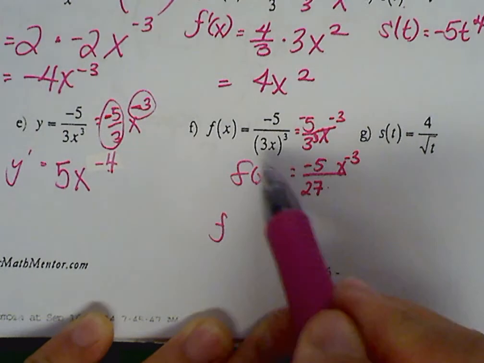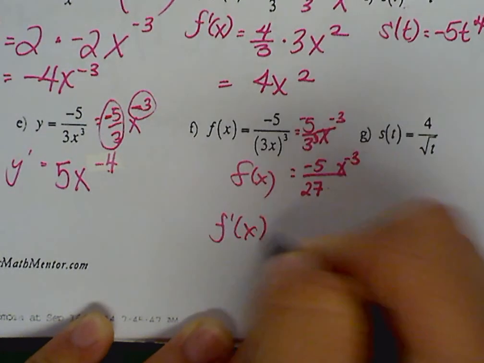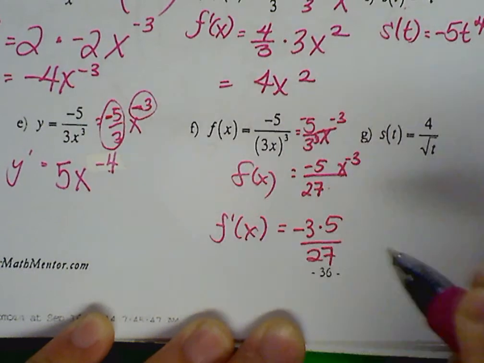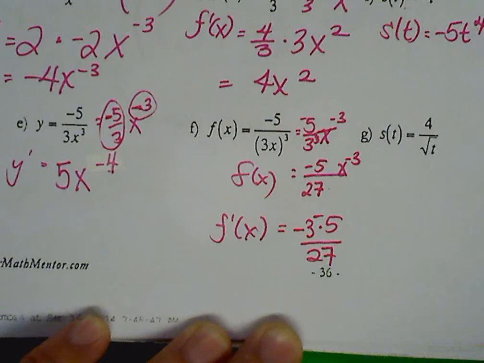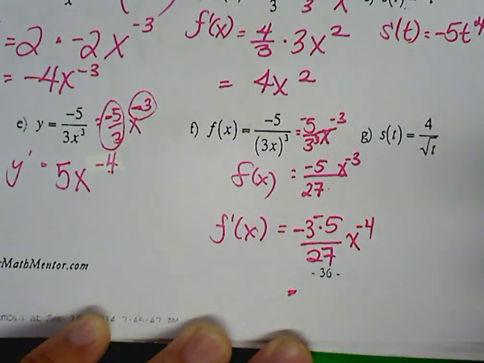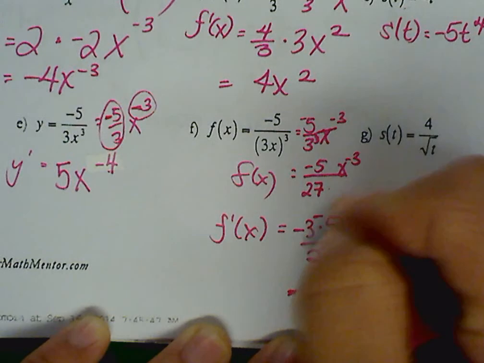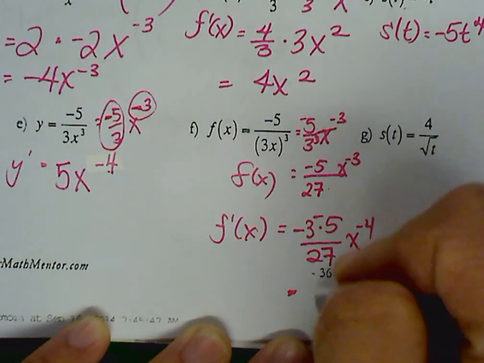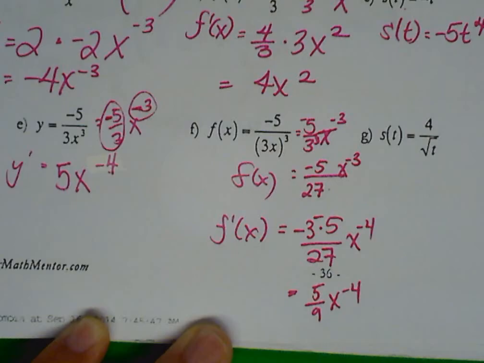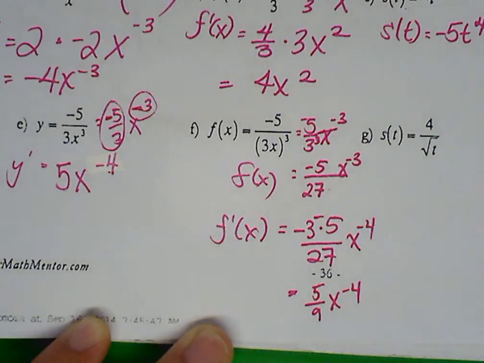So f prime of x is going to be negative 3 times negative 5 over 27 times x to the negative 4th, which would give you positive 15 over 27, which is 5 over 9, like that, right? Is the minus 4 the power of that? Yeah, yeah. Is that okay?